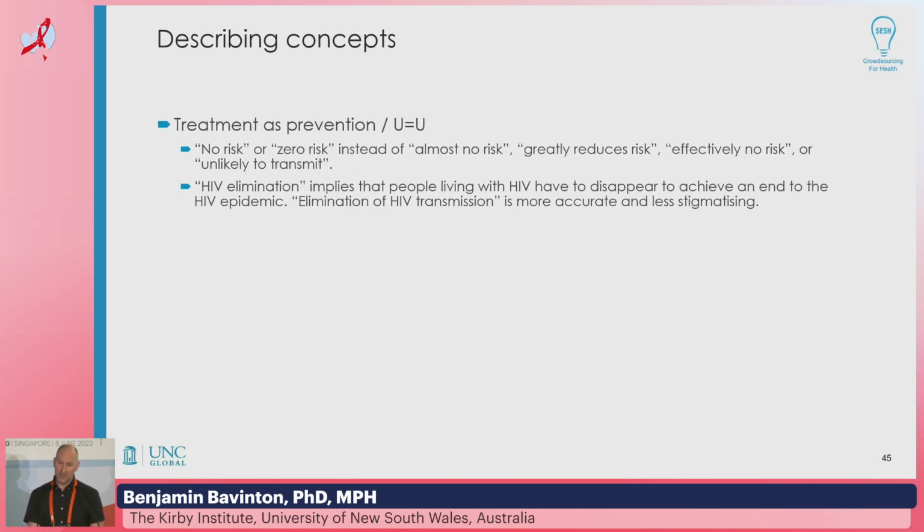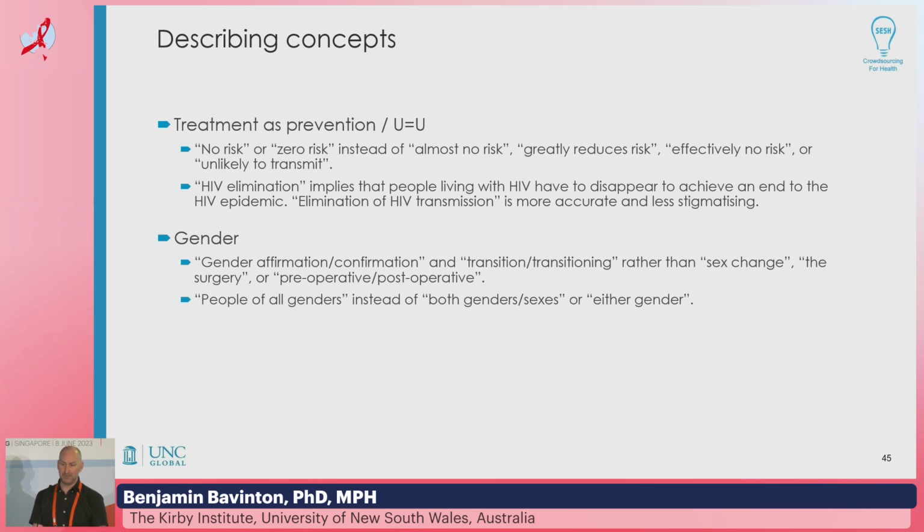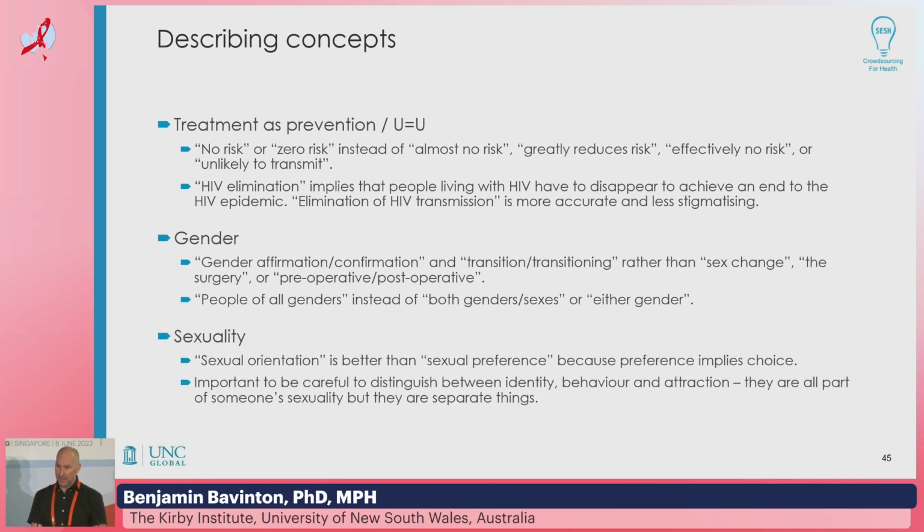And then sometimes in concepts, so in the whole area of treatment as prevention and U equals U, we should be being precise. We should say no risk or zero risk rather than things like effectively no risk, which is what some people still use. The word HIV elimination implies that people living with HIV need to somehow disappear for us to end the epidemic, which is obviously not true. So we should be more precise: elimination of HIV transmission.